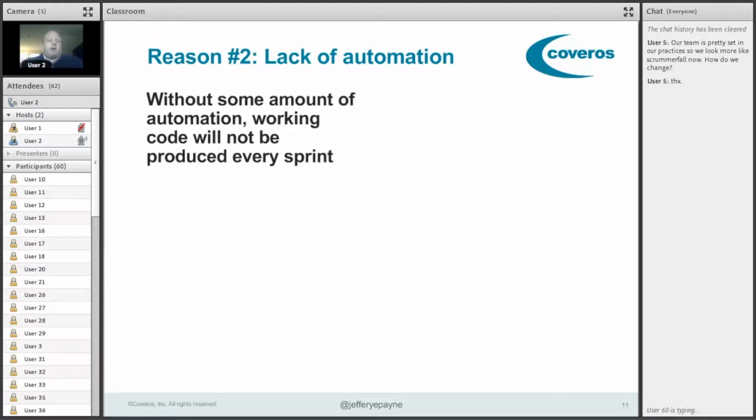So that's number one. Number two is lack of automation. So without some amount of automation, working code eventually will not be produced in every sprint, right? Up front, you might be able to perform design, development, and test in a way that's manual and successfully completes in 2 weeks. But ultimately, it won't work.